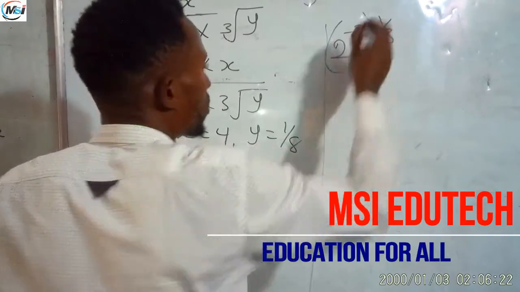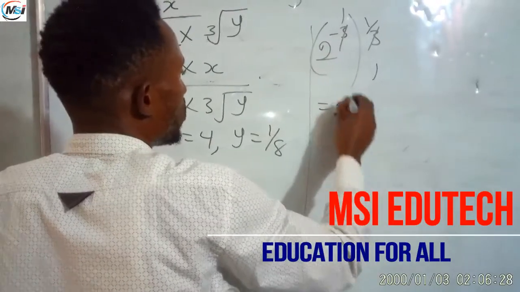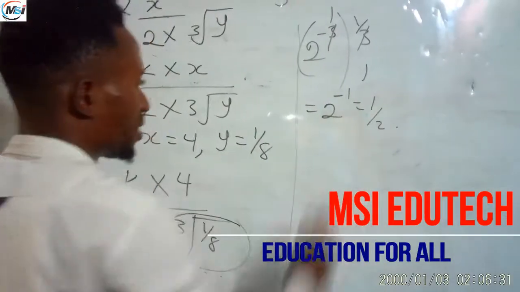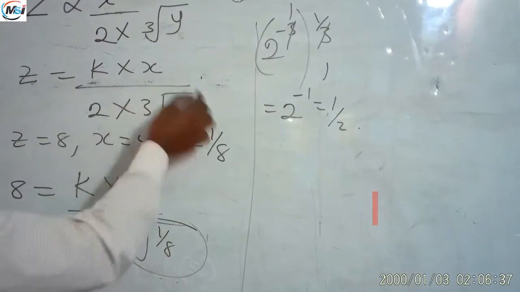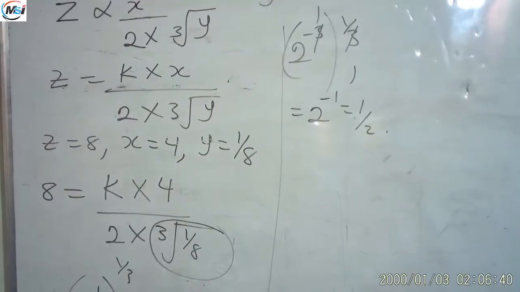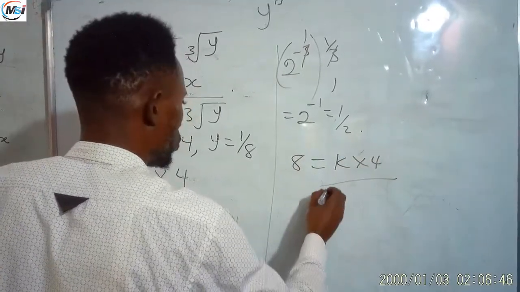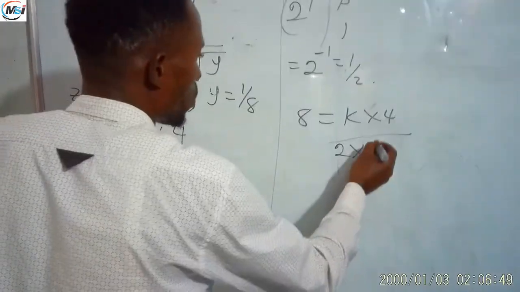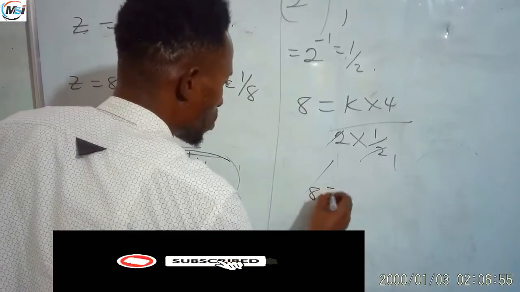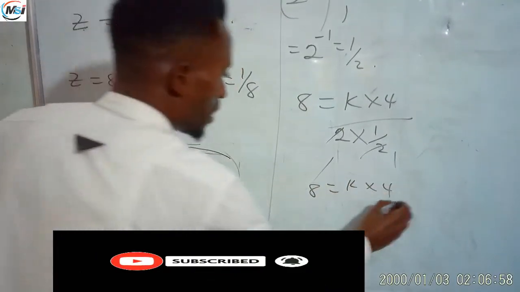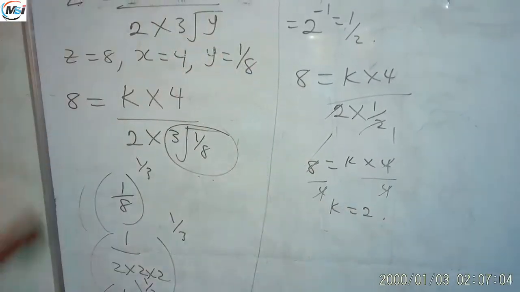Then I have 1 over 3. So 3 here, 1 over 3 here, they cancel, and I'll have 2 raised to power minus 1, which is the same as 1 over 2. Take note. So the value for y, all this here, I'll replace it with 1 over 2. Then I have 8 is equal to k times 4 over 2 times 1 over 2. The 2 here and the 2 here cancel out. So I have 8 is equal to 4 times k. Then divide by 4 on both sides, and k is equal to 2.